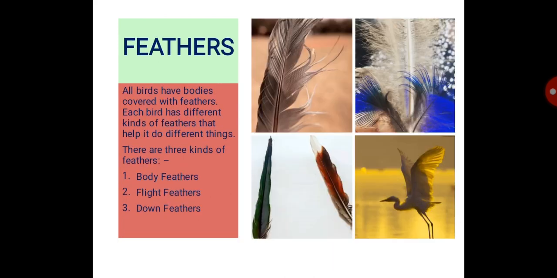Now, children, the next part is feathers. All birds have feathers on their body. There are three kinds of feathers: down feathers, body feathers, and flight feathers. Down feathers are soft and short and help to keep the bird's body warm. Body feathers give shape to the bird's body and cover the whole body. Flight feathers are on wings and tails. Children, these flight feathers help to fly and to change direction of flying.